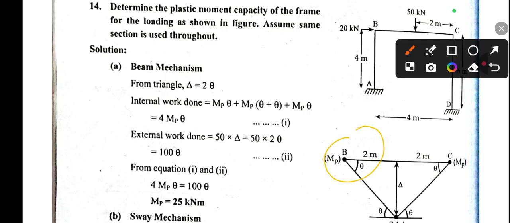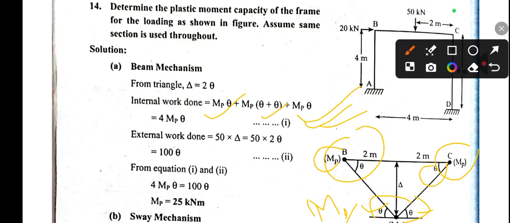For this point B, we have to take MP into theta. For this point C, MP into theta. And here, this is also MP, with two different thetas, theta and this theta, so theta plus theta into MP. In this way we can calculate the internal work done. So this will be 2 MP theta, MP theta, and MP theta. Overall we have 1, 2, and 1, total 4 MP theta. So internal work done will be 4 MP theta, and external work done will be 100 theta.